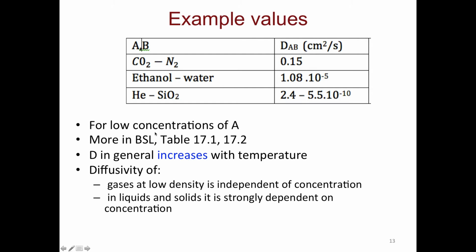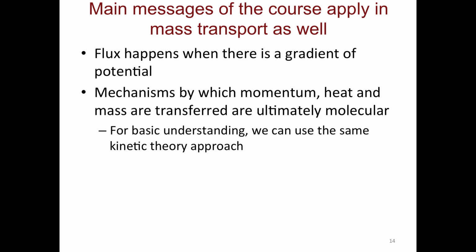Now, my diffusive constant in general increases with temperature. If I'm looking at gases at low density, my diffusivity can be assumed independent of concentration. In liquids and solids, at larger concentrations, I actually start getting strongly dependent on concentration. So concentration does matter. Alright, so the main messages we've had so far in both momentum transport and heat transport hold here as well. Flux happens when there's a gradient of potential, and ultimately, even though we're looking at these mechanisms in an average sense, we know the details are molecular, and I'm basically just upscaling what's going on at the molecular level.